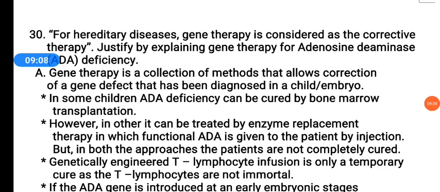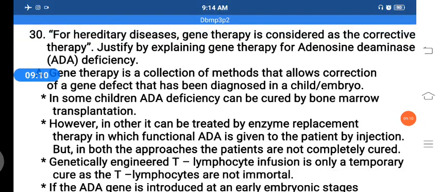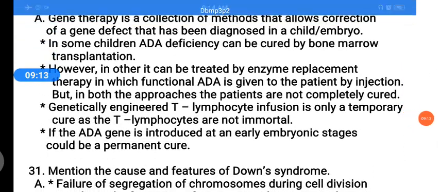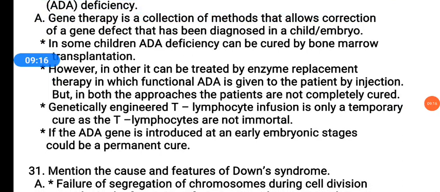Genetically engineered T lymphocyte fusion is mainly a temporary cure, as the T lymphocytes are not immortal. So genetically engineered T lymphocyte, thymus lymphocyte, when we use those, they are temporarily cured, because those T lymphocytes are not immortal. If the ADA gene is introduced at early embryonic stages, it could be a permanent cure. The permanent cure is nothing but the ADA responsible gene is introduced at an embryonic stage. In that condition, we are going to see the permanent cure.